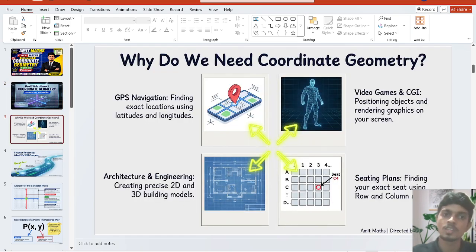And why do we need coordinate geometry? You are using it in GPS navigation. If you are searching any location on Google and so on, coordinate geometry is used there. It is used in GPS navigation, in video games for positioning objects and rendering graphics on your screens, and in architecture and engineering for creating precise 2D and 3D building models.